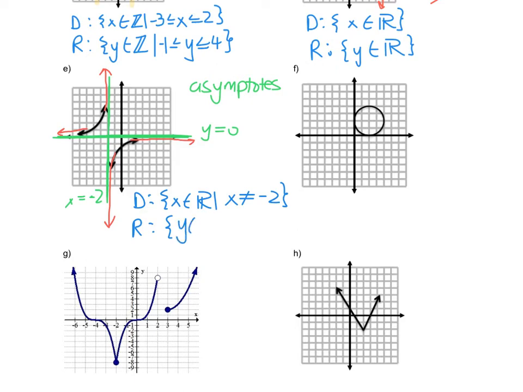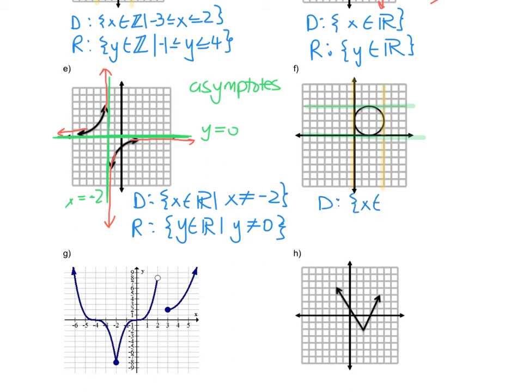But the more efficient way is y is an element of all real numbers such that y cannot equal 0 because of the asymptotes. Now, our next one is a circle. So you can clearly see where this relation stops. So for x, it's anywhere between 0 and 4. And for the y's, again, 0 is the lowest and 4 is the highest. So we can go ahead and write our domain and range, and we will have that double restriction.